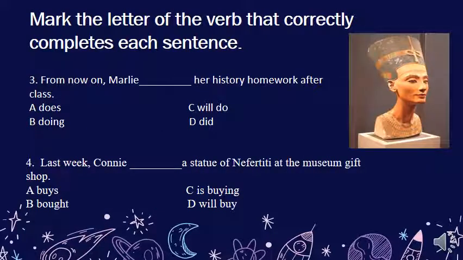From now on, Marley does her history homework after class. From now on, so this is something that she is going to do. So Marley does, or doing, or will do, or did. Of course, did is in the past, and from now on, look here, on means in the future. Does means every day or now, but she's going to do it. She will do the history homework after class, so it's will do in the future.